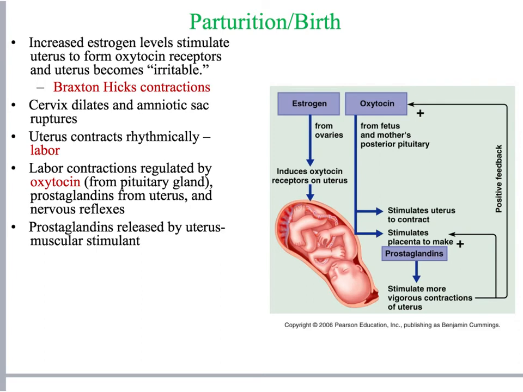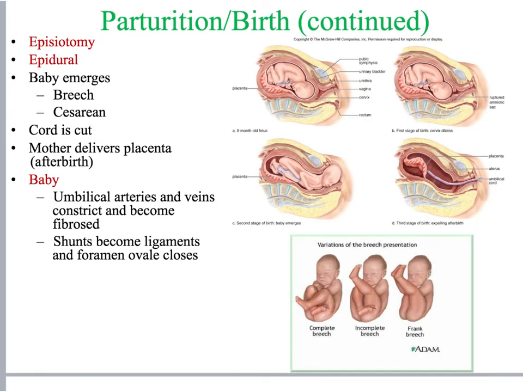Now, these increased estrogen levels and these oxytocin receptors are what cause Braxton-Hicks contractions. They're just this irritability in the uterus itself. But eventually, when true labor happens, the cervix dilates and the amniotic sac ruptures. Labor includes dilation, expulsion, and placental stages. Now, if we look here on the next slide, you can see that these three stages involve first dilation.